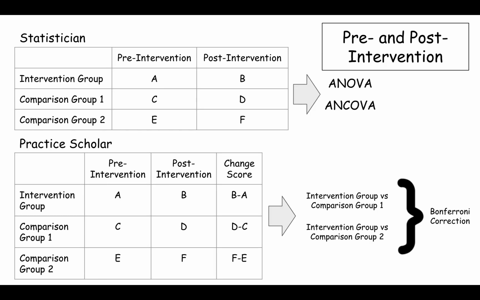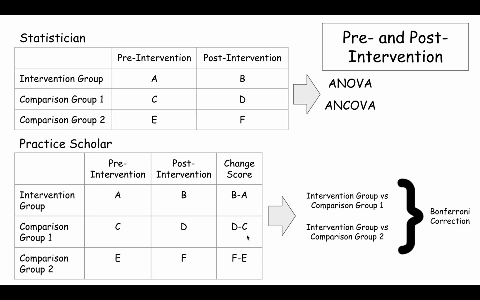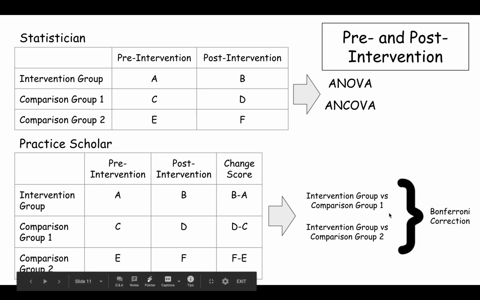If you have both pre and post intervention data, the statistician again would use an ANOVA or an ANCOVA to make these comparisons. What we as practice scholars are going to do is do the same pairwise comparisons with the change scores, just like we did when we only had 2 groups. The only difference is that we're going to correct for multiple comparisons.